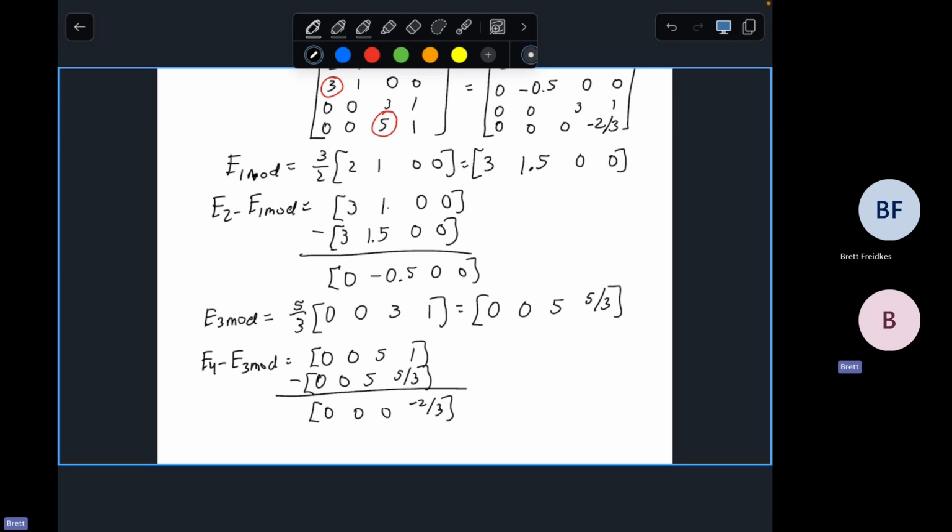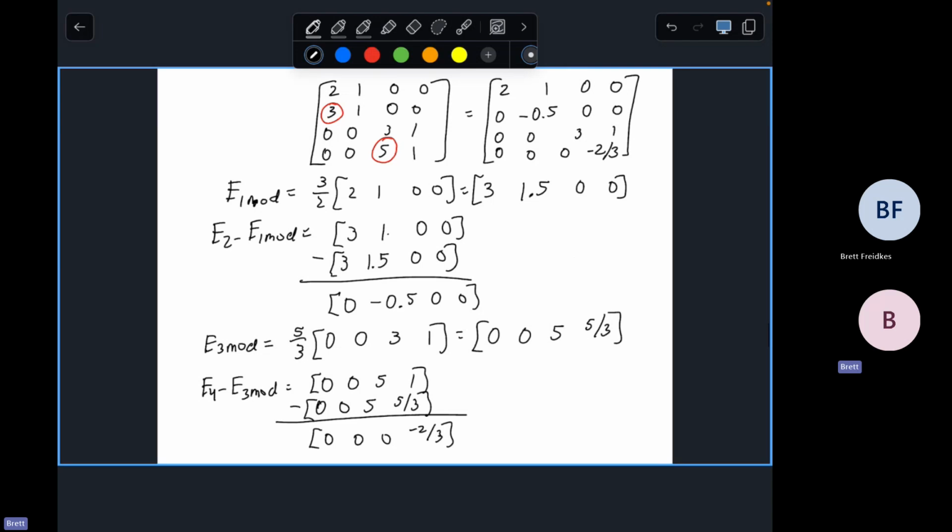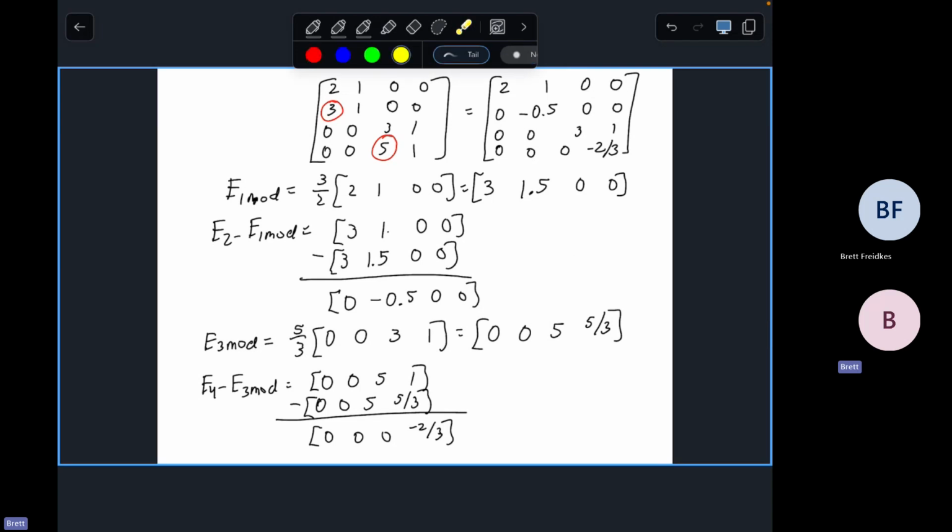Now that we've eliminated everything and gotten everything in the proper form, now we can multiply the diagonal. So the determinant will be the product of the diagonals. So the determinant of A could be 2 times negative a half times 3 times negative 2 thirds. That gives us negative 2, I think. Oh, sorry. That gives us positive 2. Positive 2 was our answer.